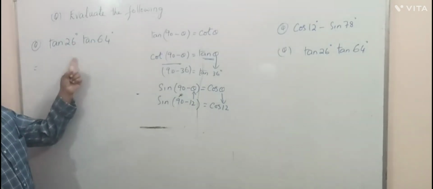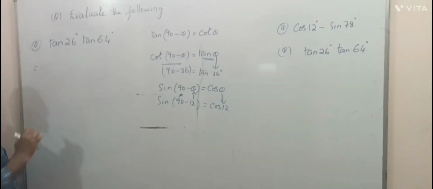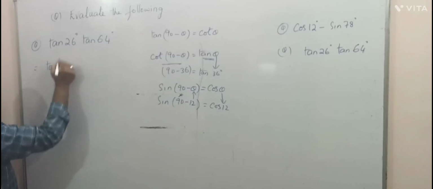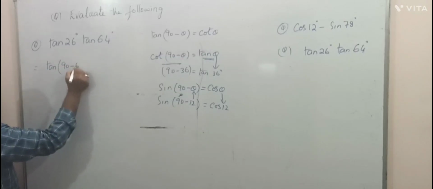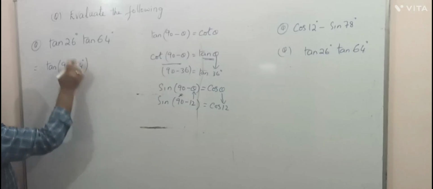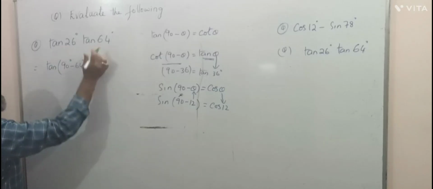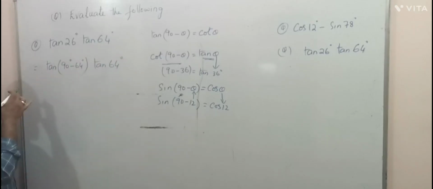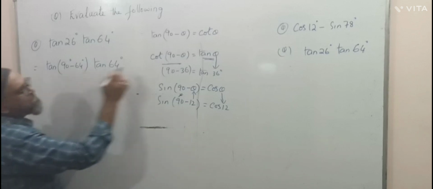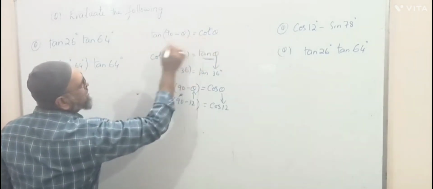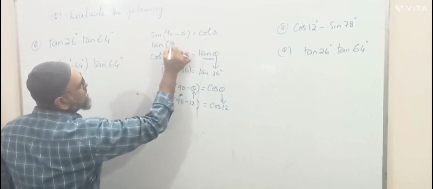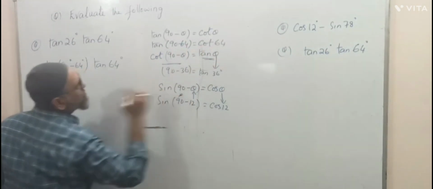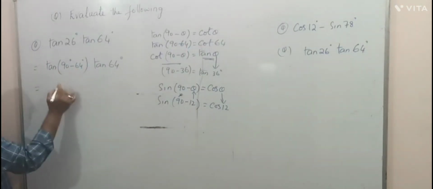In this example also, we will keep one identity unchanged. I will change this tan 26, I will write it as tan 90 minus 64. 90 minus 64 is 26. I will keep this tan 64 as it is. This is tan 26 into tan 64. Tan 90 minus theta is cot theta. So tan 90 minus 64 is equal to what? Cot 64.